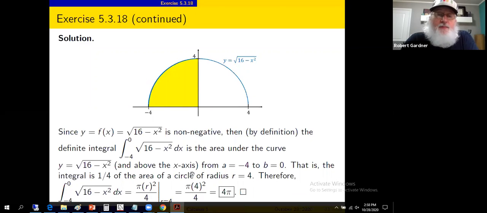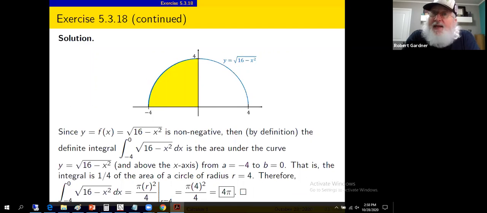No problem. Pi r squared over 4. So we get pi r squared over 4 evaluated at, if you can read it at the bottom, r equals 4. The radius is 4. So that gives us pi 4 squared over 4. That'd be 16 pi over 4, or 4 pi.